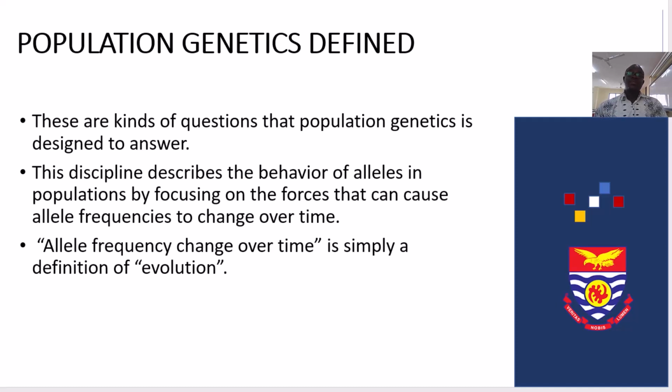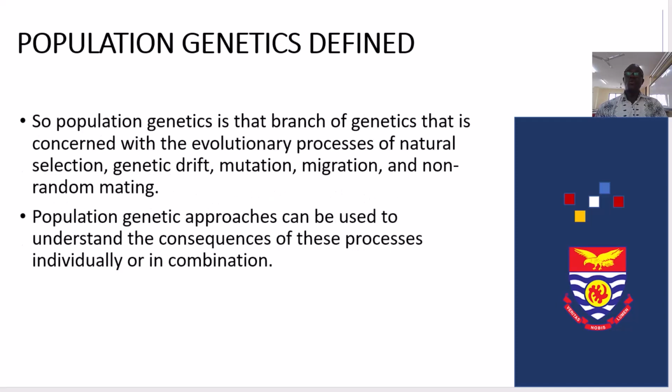This discipline describes the behavior of alleles in populations by focusing on the forces that can cause allele frequencies to change over time. Allele frequency change over time is simply a definition of evolution. So population genetics is that branch of genetics that is concerned with the evolutionary processes of natural selection, genetic drift, mutation, migration, and non-random mating. Population genetic approaches can be used to understand the consequences of these processes individually or in combination.